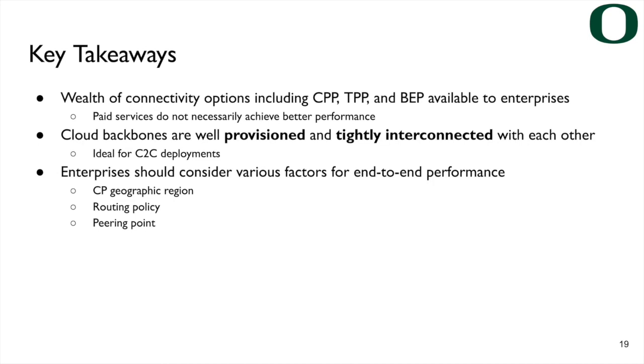So with that, I wanted to conclude my talk with a couple of key takeaways. Within multi-cloud settings, there are a wealth of connectivity options, including CPP, TPP, and best effort public internet. For enterprises, paid services do not necessarily achieve better performance, and cloud backbones are well provisioned and tightly interconnected with each other, which make them ideal for cloud-to-cloud deployments.